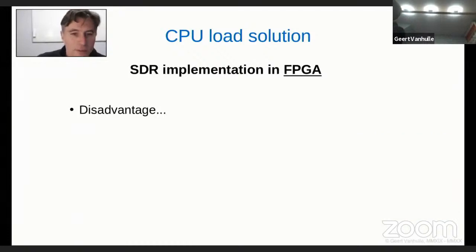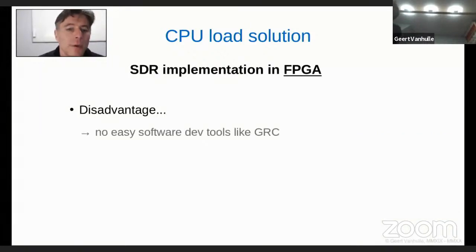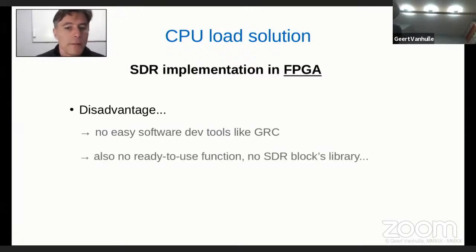Now, what is the disadvantage here? The disadvantage when we go to FPGAs is that we don't have these easy design tools like we have in a CPU setting like GRC and GNU Radio underneath. So we don't have the ready blocks like the SDR block library, where we have a ready-written FM decoder, where we have QPSK modulators and so on. So libraries that we can just use to build our flow graph with. We don't have this in FPGA.